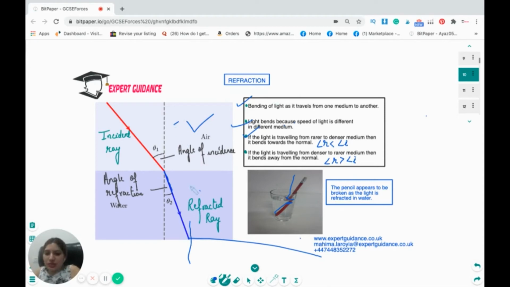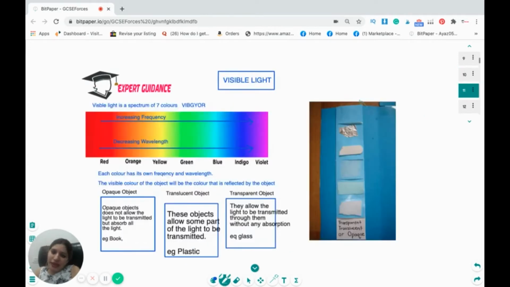Now, these are the two media, air and water. We draw the normal. The incident ray comes to the surface. As soon as it goes into the water, it bends towards the normal. And the angle of refraction is smaller than the angle of incidence. Okay, so this is what the bending of light is.